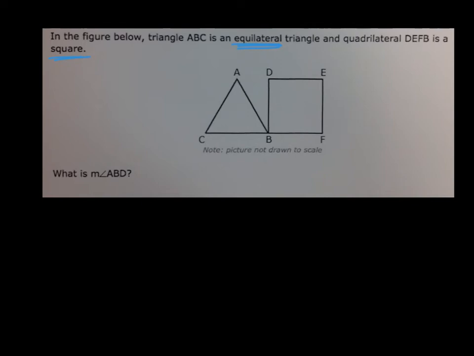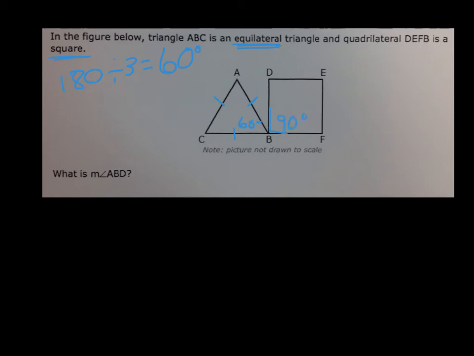Okay, in an equilateral triangle, all the sides are equal. However, all the angles are also equal. So if all the angles add to 180, and there's 3 of them that are equal, that means in every equilateral triangle, every angle is always 60 degrees. So right here, this is 60 degrees. And then in a square, every angle is 90 degrees because they form right angles, so I know that this is 90 degrees.